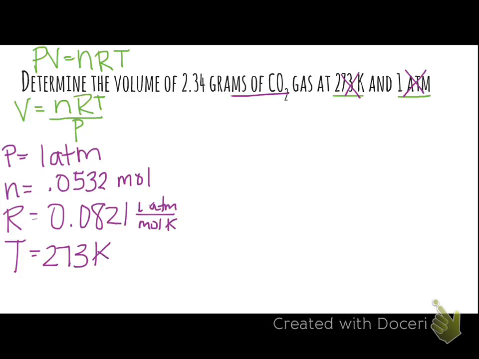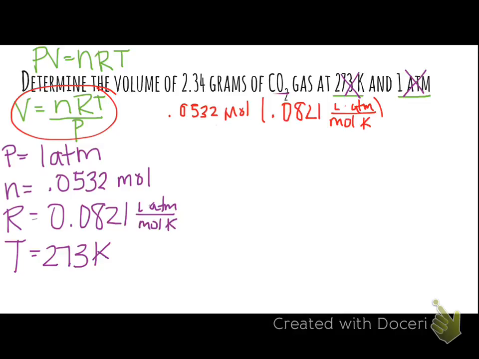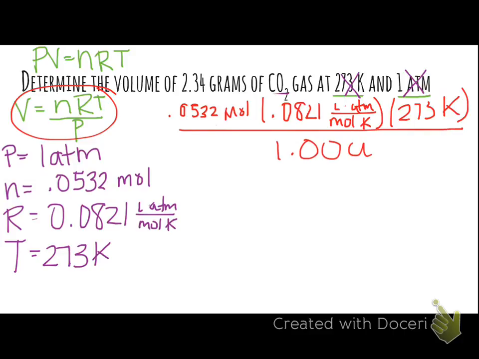Okay, so let's plug everything in. Now, write out your units. I know it's something that we don't really like to do that much, but they're very important, especially in making sure that your units are canceling. So my N, I'm just going to plug everything into this equation right here. 0.0532 moles times 0.0821 liters atmosphere per mole Kelvin times my temperature, which is 273 K, divided by my pressure, which is 1.00 atm.